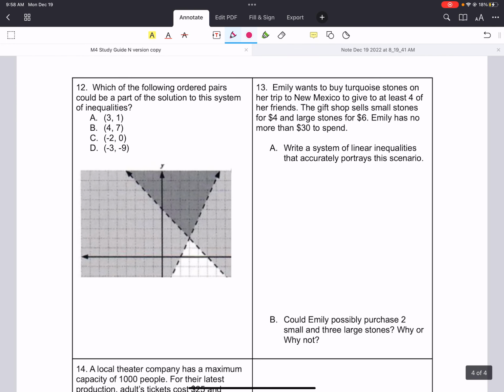Number 12. Which of the following ordered pairs could be a part of the solution of the system? All we have to do is go graph these. So 3, 1, that would not work. 4, 7, let's see. That's going to be up here. So yes, that would work. -2, 0, no. -3, -9. That's going to be way down there somewhere, so no. So B is the only one in the double shaded region.